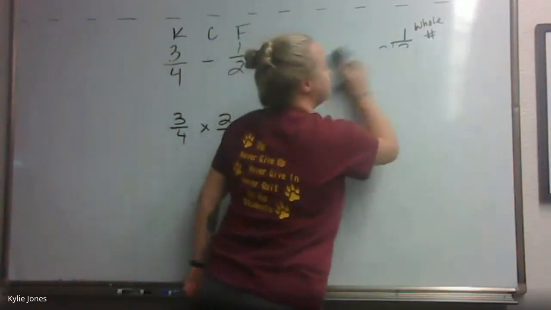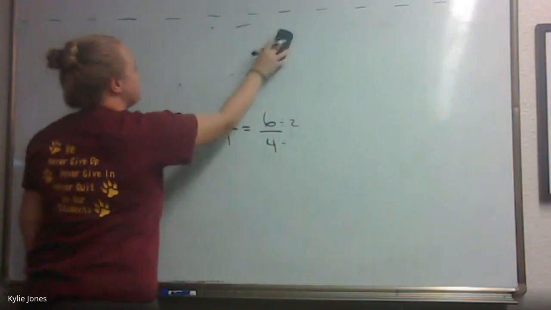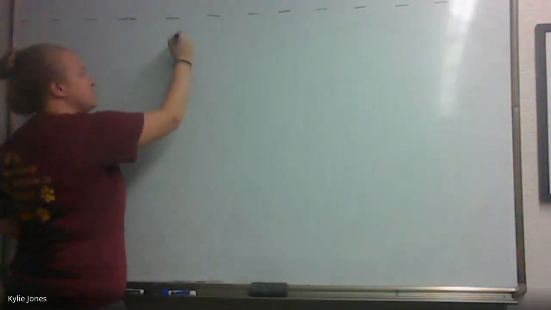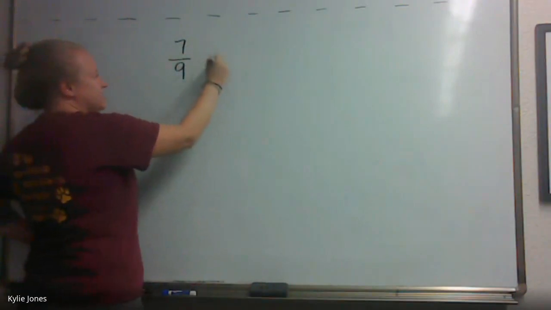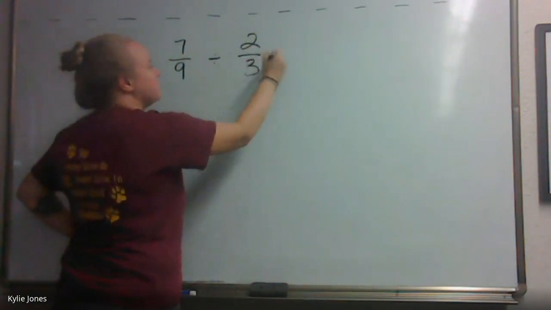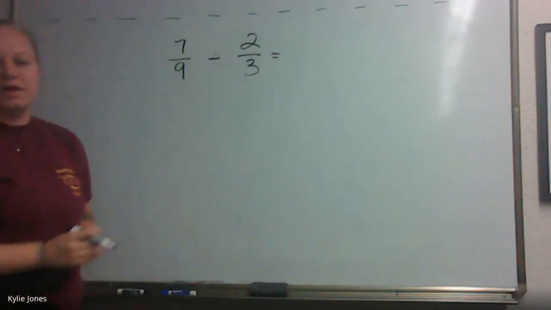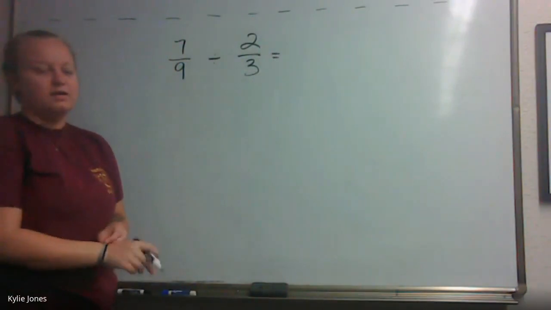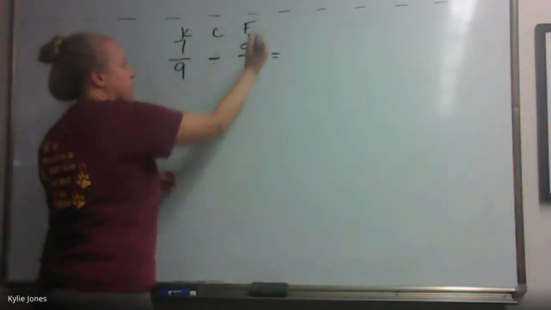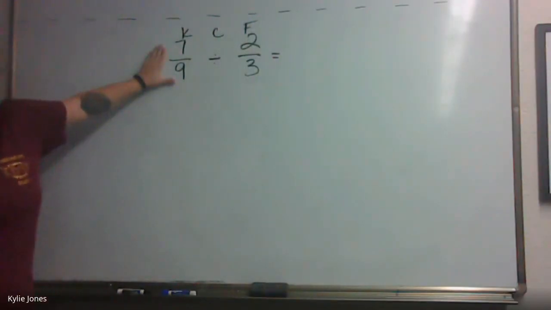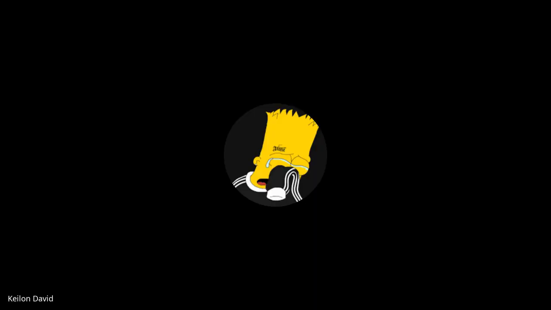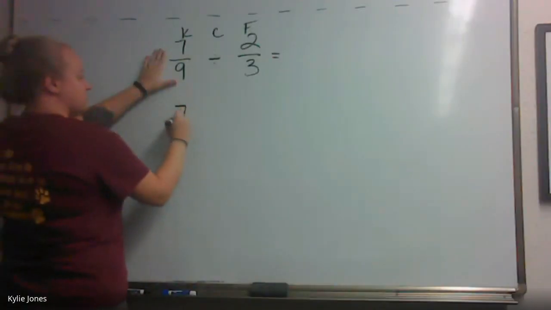So, let's see. Let's do something a little bit bigger. Let's do 7/9 divided by 2/3. Those are kind of different numbers, right? We're going to do keep, change, flip. What do I do with my first fraction? Keep it the same, 7/9.